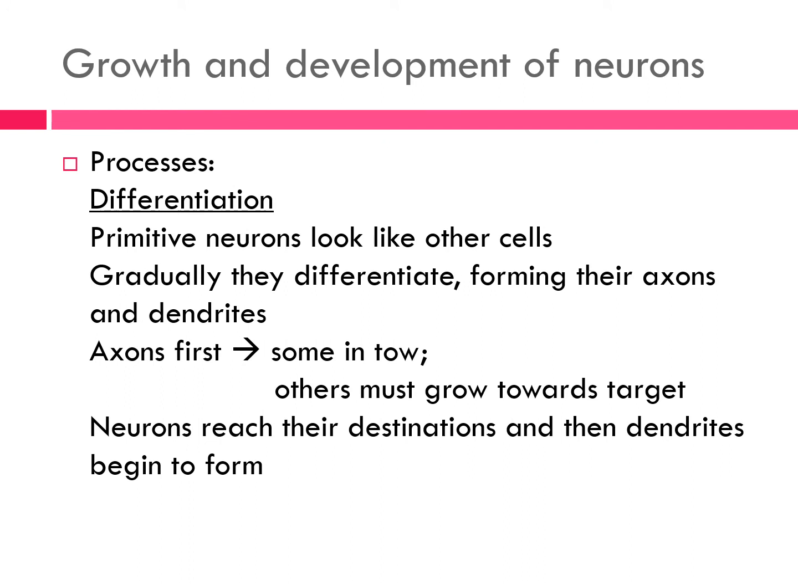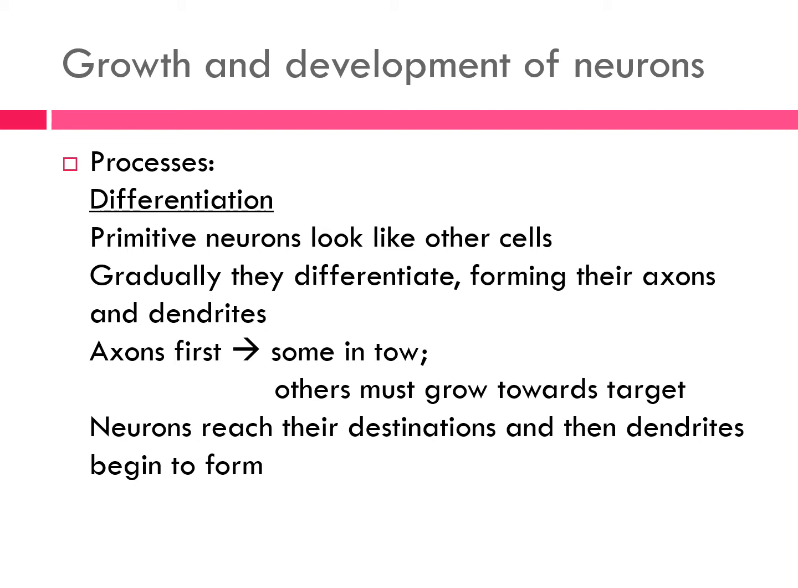So differentiation is next, and it's really after migration to a large extent. When neurons are produced at first, they look just like other cells, and they're going to migrate to where they are going to perform whatever function they're going to perform, and then they're going to differentiate, forming their axons and dendrites. And to some extent, they can form those axons ahead of time, as some of them have these axons in tow.